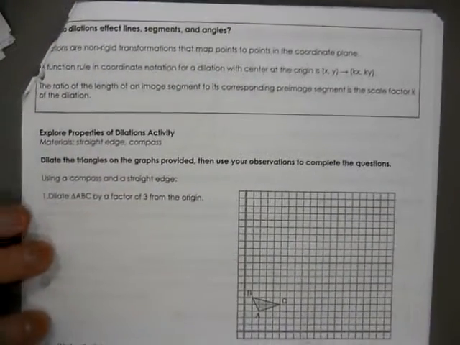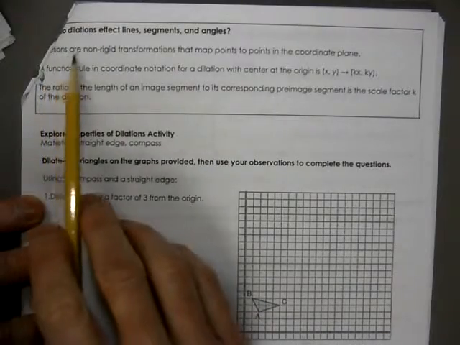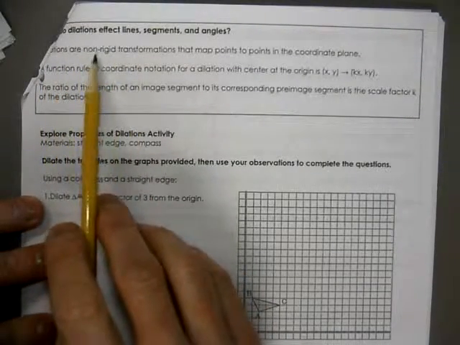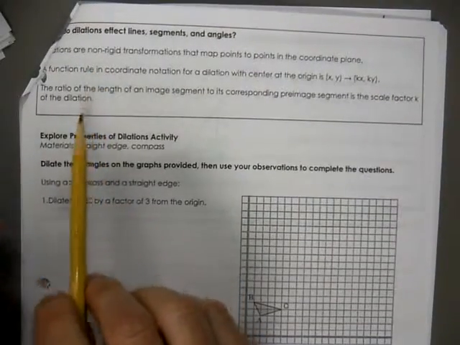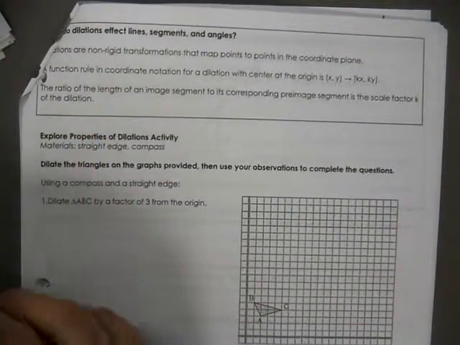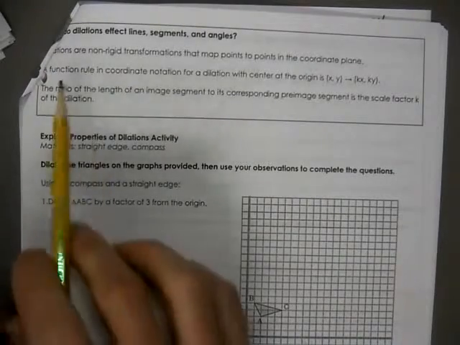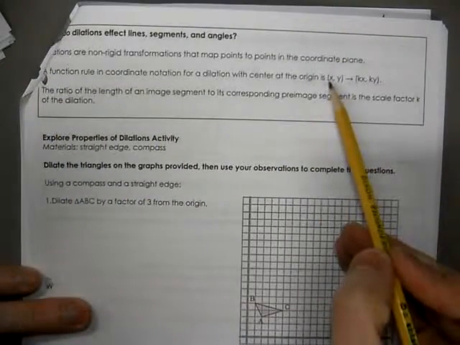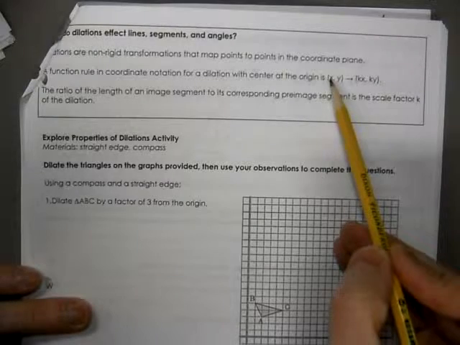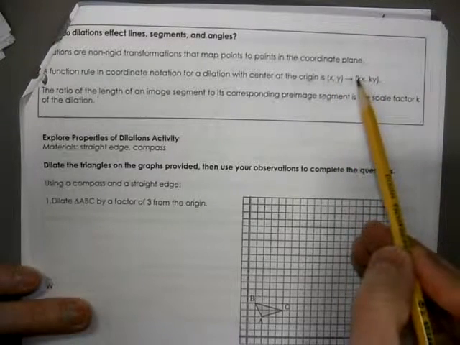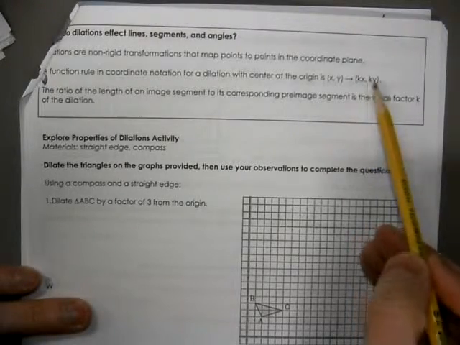On page 3, dilations are non-rigid transformations. That means they're not rigid, which allows them to change their size or shape. There's a function rule for dilations, which is (x, y) goes to (kx, ky). You take your scale factor and multiply it to the x and multiply it to the y.